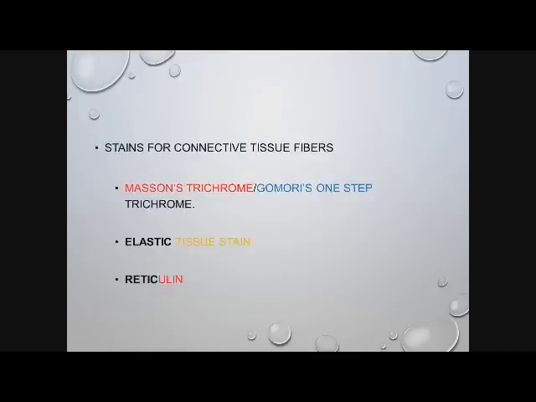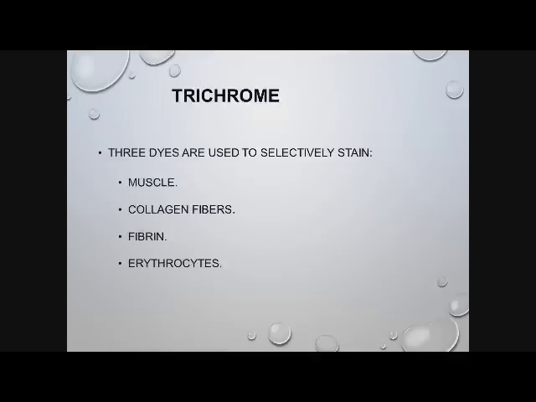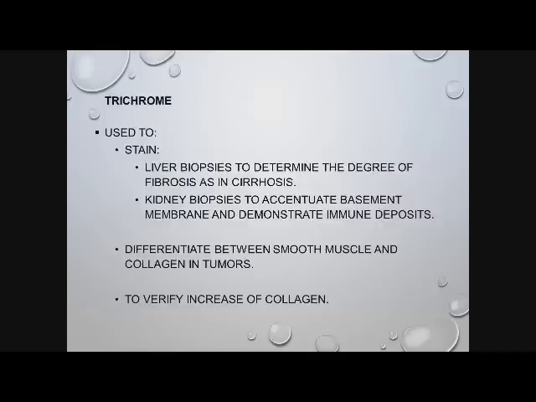Stains for connective tissue fibers, again, are color-coded. We have the Masson's trichrome, the Movat's, the Gomori's one-step, the elastic tissue stain, and the reticulin stain. Trichrome uses 3 dyes and selectively stains muscle, collagen, fibrin, and erythrocytes. Trichromes are used to stain liver biopsies to determine the degree of fibrosis and cirrhosis, and kidney biopsies to accentuate basement membrane and demonstrate immune deposits. It's used to differentiate between smooth muscle and collagen in tumors, and to verify increase or decrease of collagen.